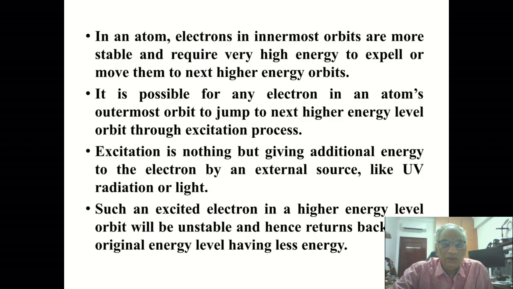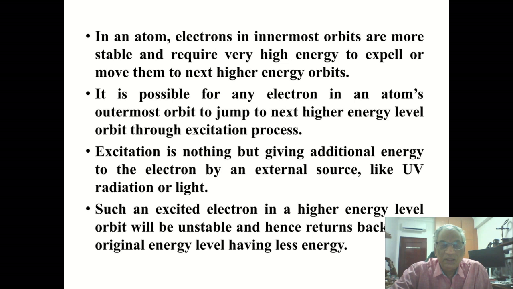In an atom, electrons in the innermost orbits, that is the K shell, are more stable and require very high energy to expel or move them to the next higher orbits. Whereas it is possible for an electron in an atom's outermost orbit to jump to the next higher energy level through the excitation process. Excitation is nothing but making an electron in a lower energy shell jump to the next higher level by some external source like ultraviolet radiation or visible light radiation.